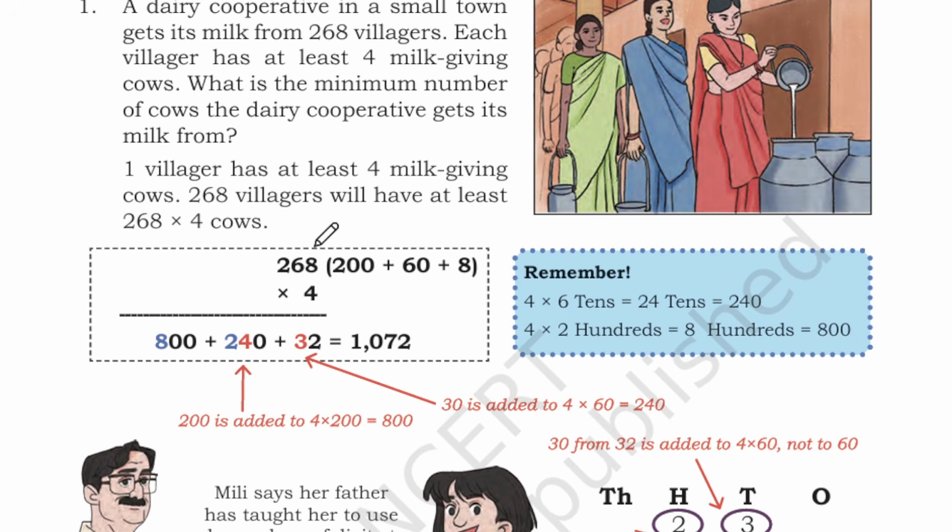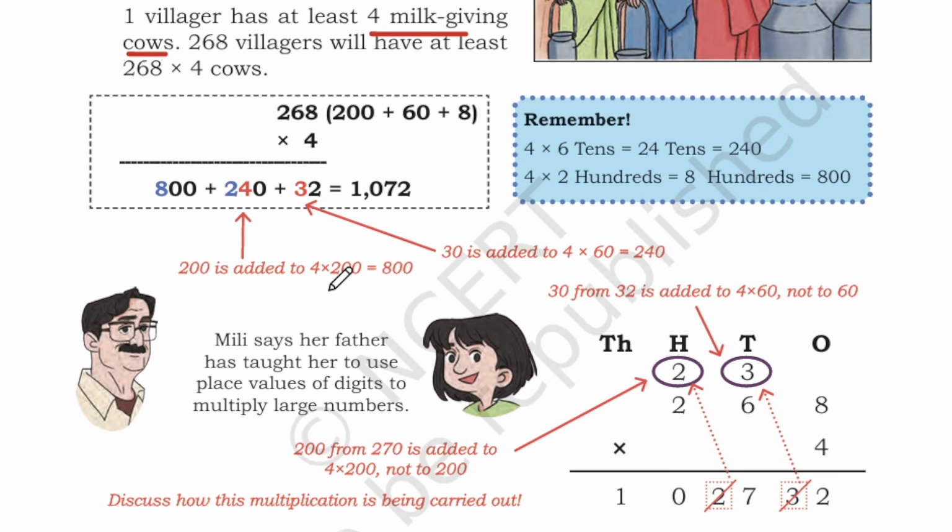Okay, so next we have dairy cooperative. A dairy cooperative in a small town gets its milk from 268 villages. Each village has at least 4 milk giving cows. What is the minimum number of cows the dairy cooperative gets its milk from? Okay, so one village has at least 4 milk giving cows. So totally how many villages are there? 268 villages are there. So you have to multiply. So 268 can be easily multiplied.